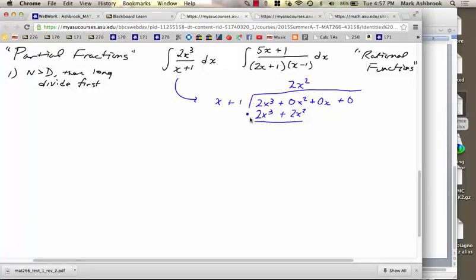And then what do we do? We subtract. We're going to have minus 2x squared. Okay, now what? We're asking how many times does x go into minus 2x squared? Minus 2x, right? Minus 2x. Oh, wait. We forgot to bring down the plus 0x.